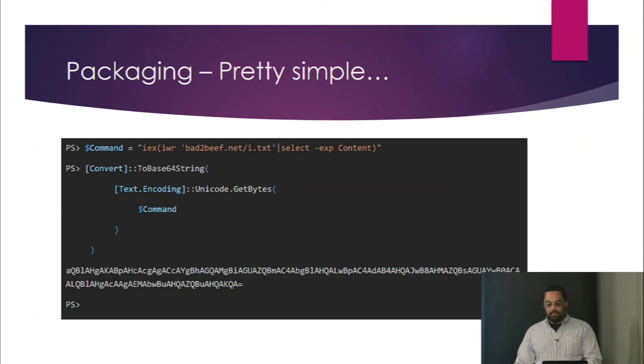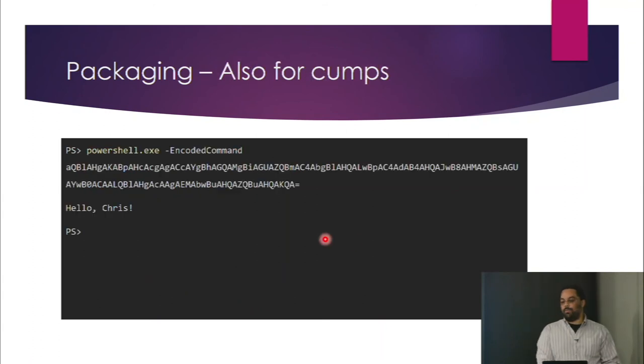Not hard. We just have a built-in Base64 conversion function in .NET, right? Take our text, convert it to bytes, convert it to Base64. We have some string. PowerShell is really nice because it lets you execute from that directly. It lets you immediately execute UTF-16, Base64 encoded code.